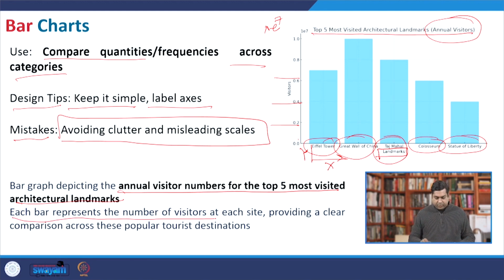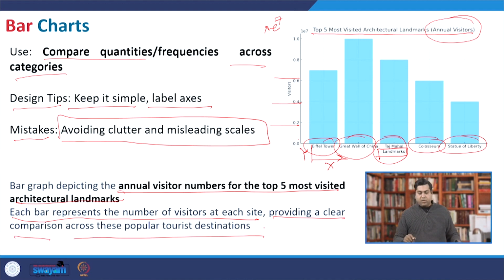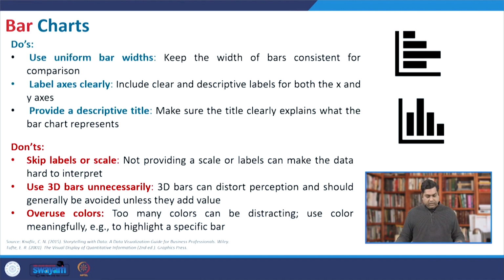Each bar represents the number of visitors at each site, providing a clear comparison across these popular tourist sites. So, the inference is that the Great Wall of China is the most visited one, followed by the Taj Mahal, then the Eiffel Tower, and then in this top 5 the fifth one is the Statue of Liberty. Again, I am telling you that there is no intention to showcase something high or low, this is just for understanding, one of the hypothetical examples that I have picked up. This is very important for understanding what to do and what not to do with the bar chart.